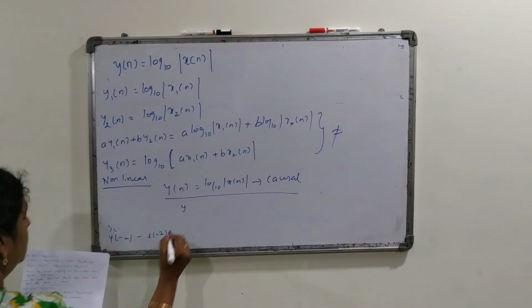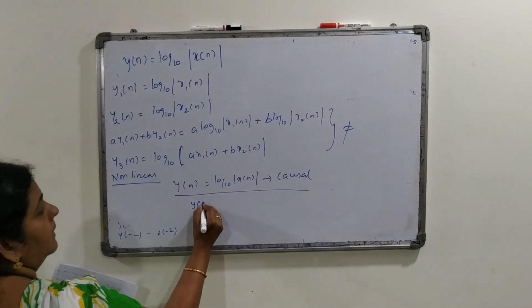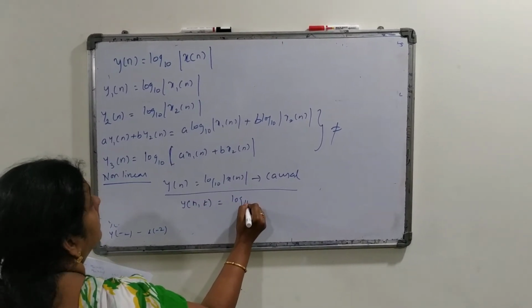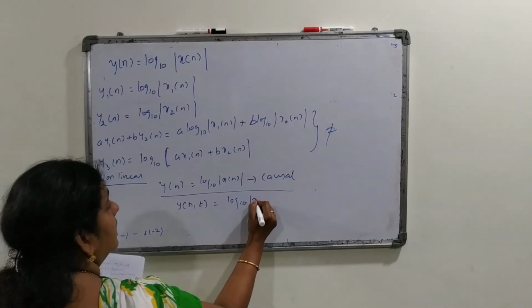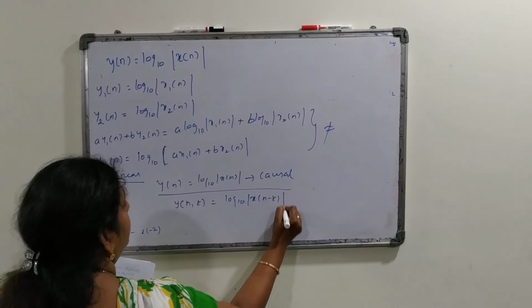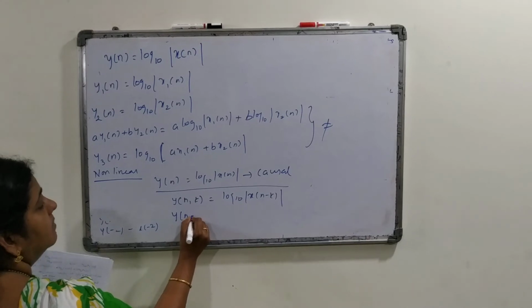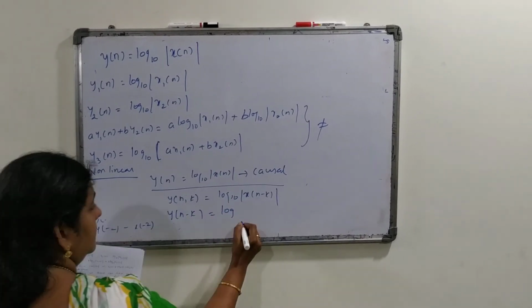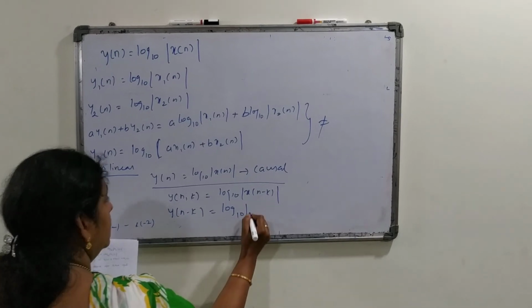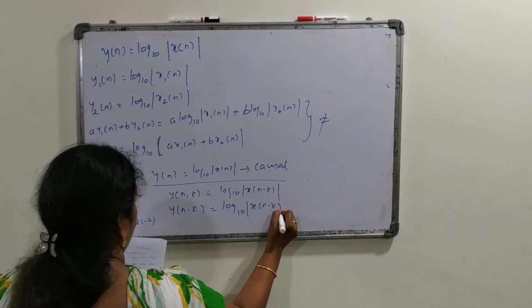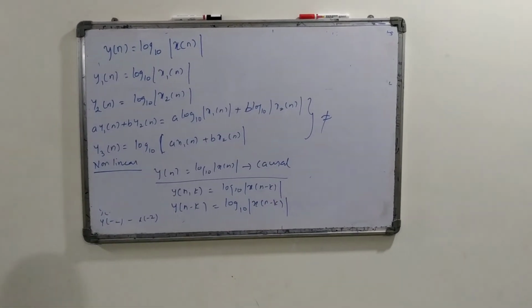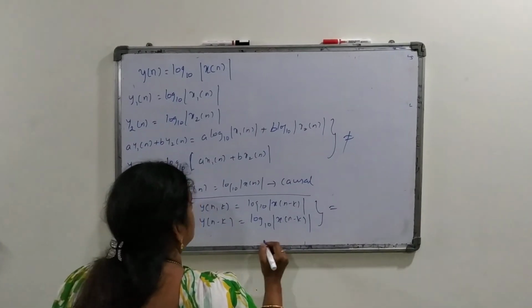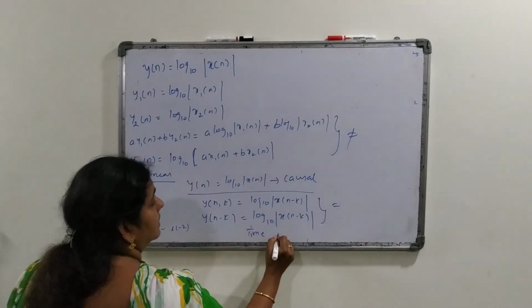Now coming to time variant or invariant. Let us go with y of n comma k, which is equal to log 10 mod of x of n minus k. Now y of n minus k is equal to log 10 mod of x of n minus k. In this case both are equal, therefore the system is time invariant.